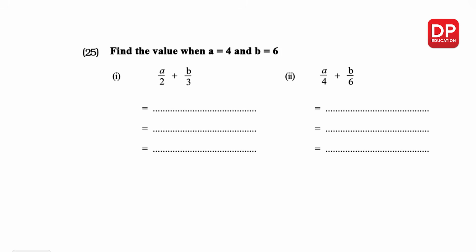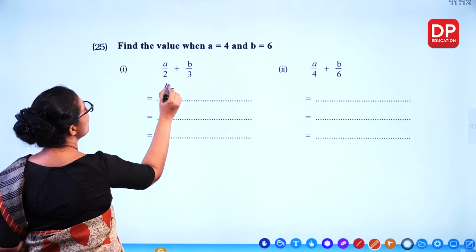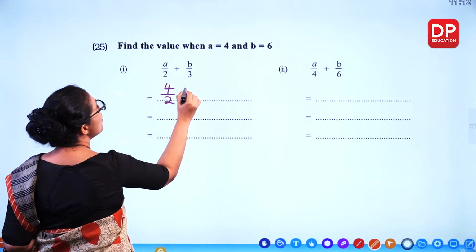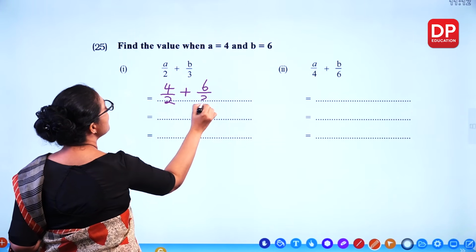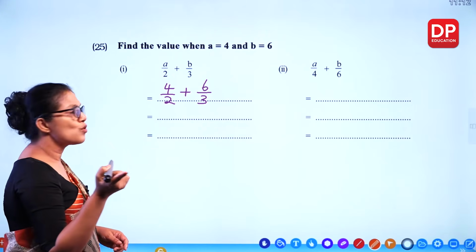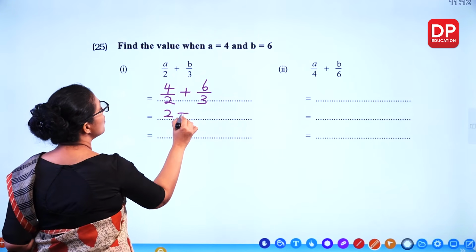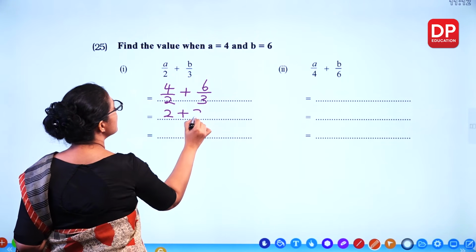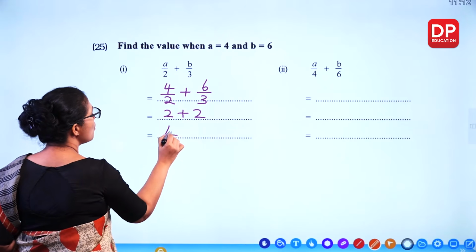Find the value when a equals 4 and b equals 6. We'll substitute. a is 4. 4 divided by 2. b is 6 divided by 3. What's 4 divided by 2? You get 2. 6 divided by 3, 2. So 2 plus 2, 4.